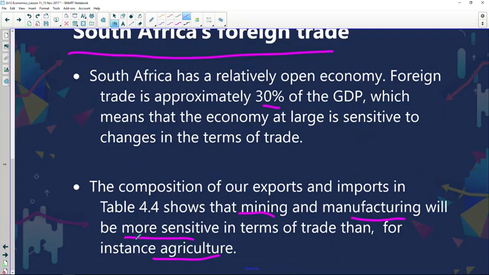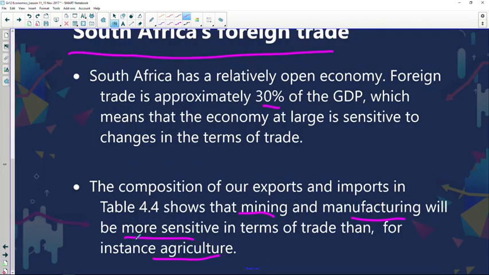So these two will be more sensitive in terms of trade than agriculture, which is more for local use, because the crops that are grown, we tend to consume them, because I don't think we're in a position where we are producing in abundance such that we end up with a surplus and have to export to many countries in the world. So the two areas that will be hugely affected and are more sensitive in terms of trade are mining and manufacturing. So just remember those two.